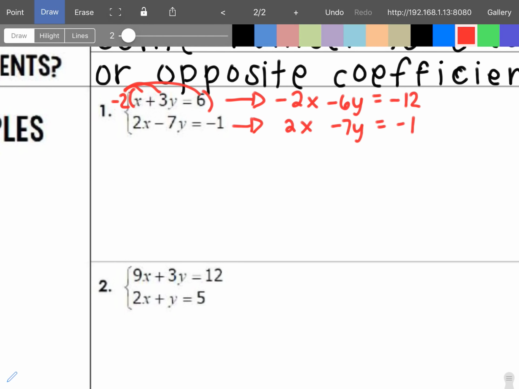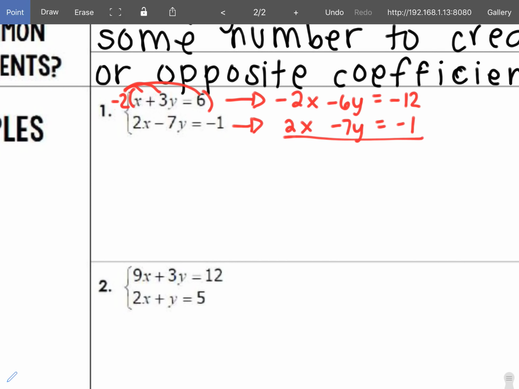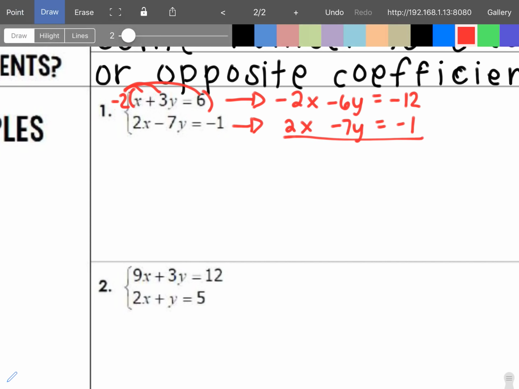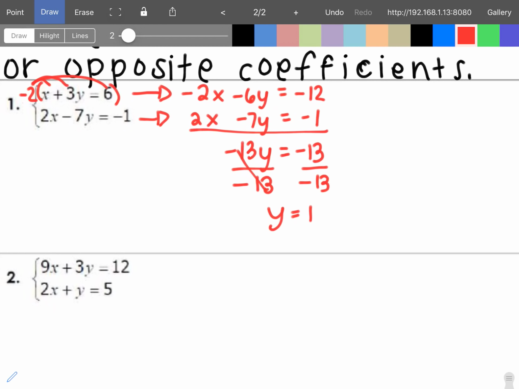Now I'm going to add down. Do I have variables that cancel? Yes. -2x and 2x, those cancel. So that's a 0. So I'm left with -13y equals -12 minus 1 is -13. Divide each side by -13. And y equals +1.